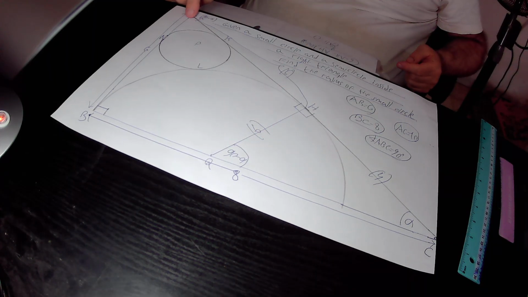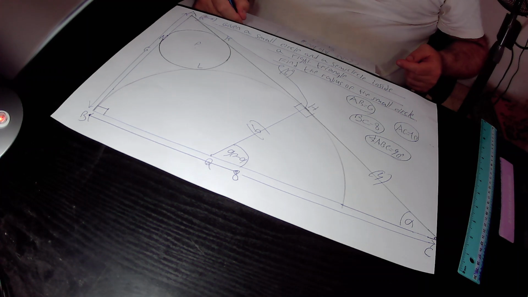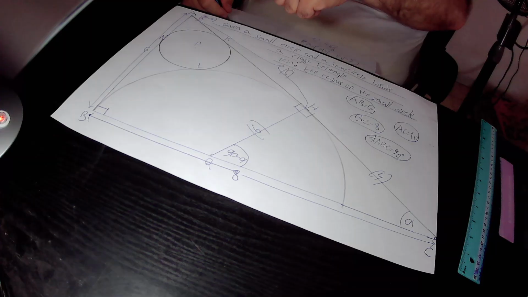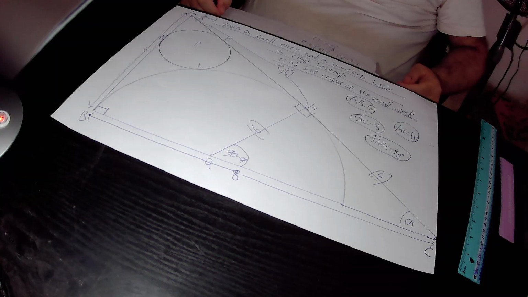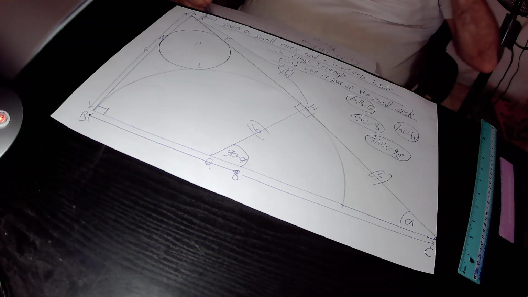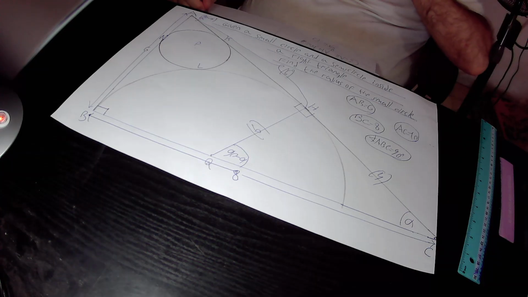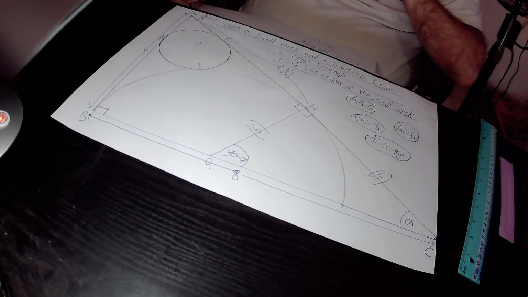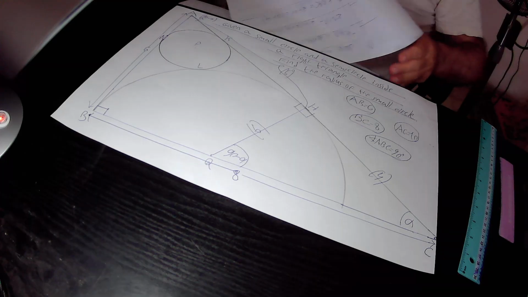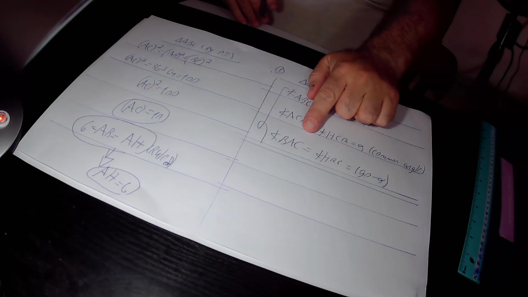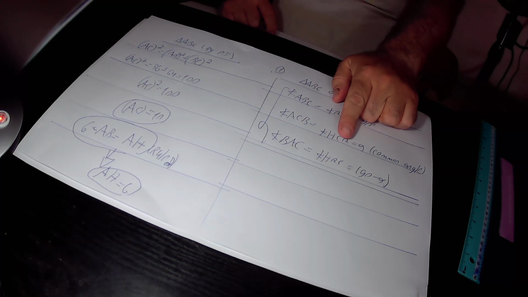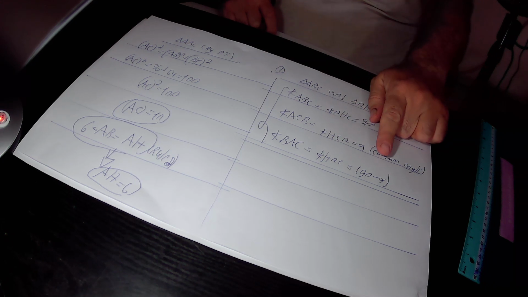So actually this is angle BAC in the big right triangle ABC, and it is equal to this angle, that is actually angle HQC in the small right triangle HCQ. Repeat again. We actually found out that angle BAC in the big right triangle ABC equals angle HQC in the small right triangle HCQ. They are both equal to 90 degrees minus alpha, therefore they are equal to each other.